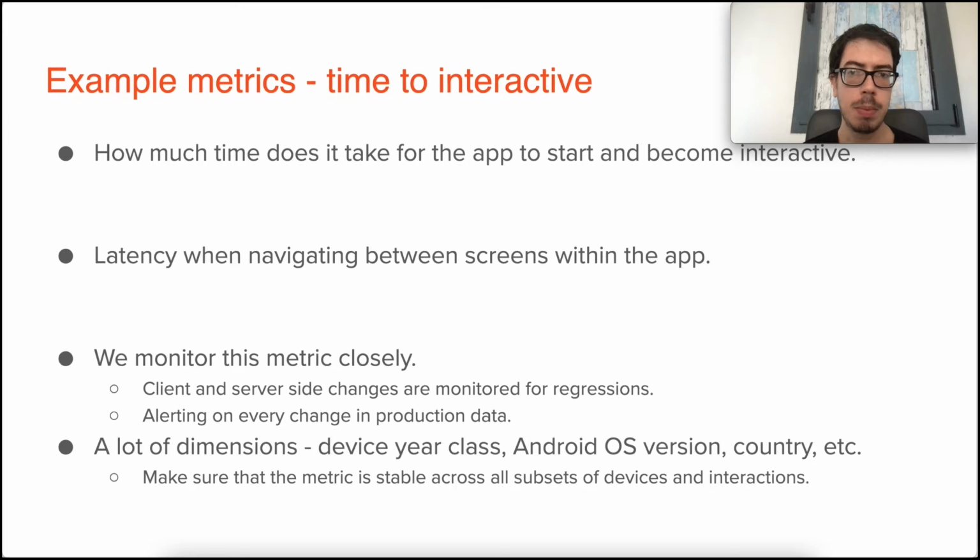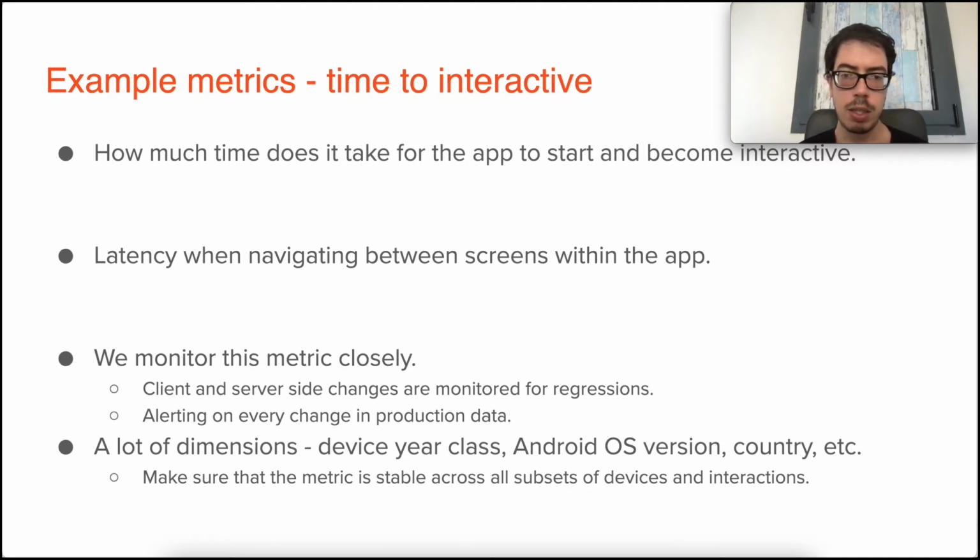Let's look at an example metric, the time to interactive metric. This is similar to the web side metric, which is also called time to interactive. When the user starts the app, we measure the time until the app becomes interactive to that user. In addition, we also measure the time between when the user presses a button within the app and when a new screen becomes interactable. We found that this metric is important for our users on low-end devices and on weak networks, and we monitor this metric closely.